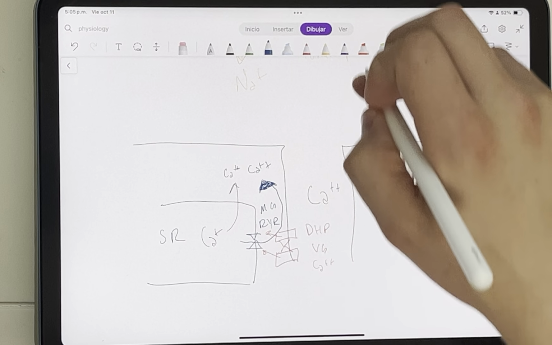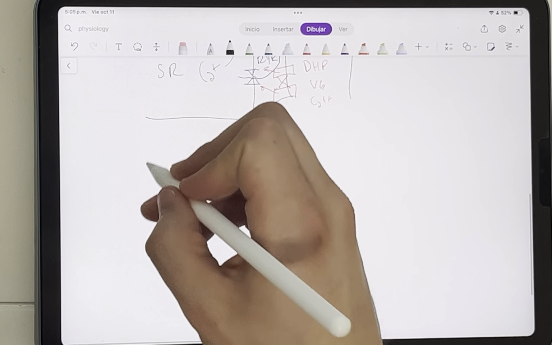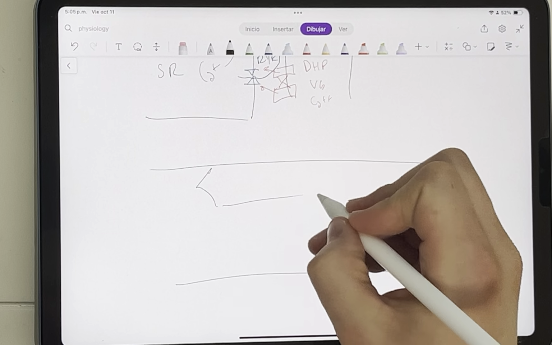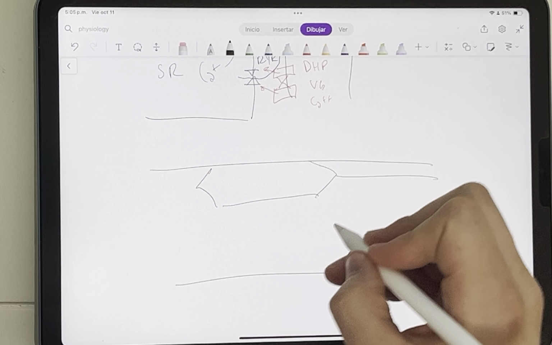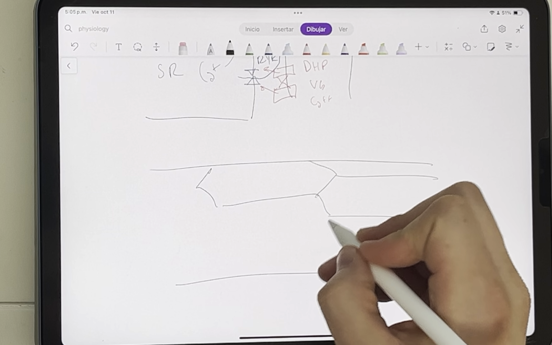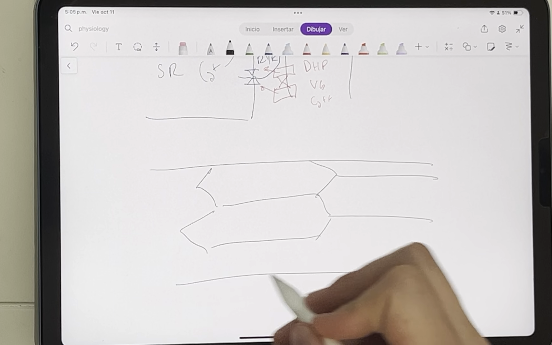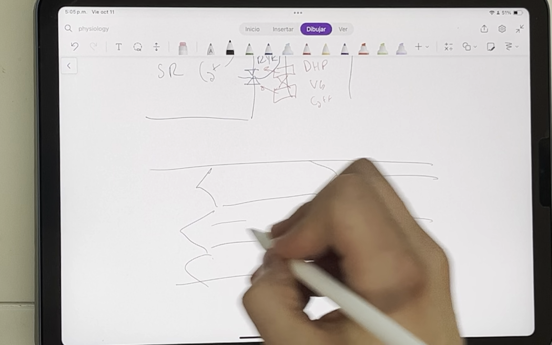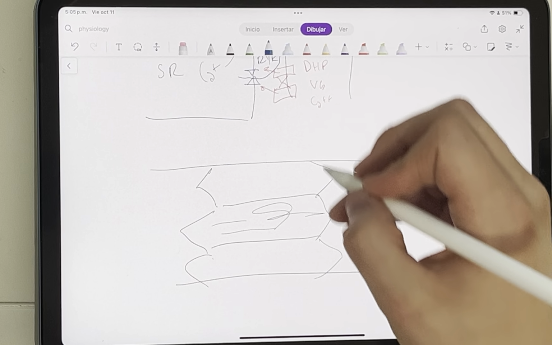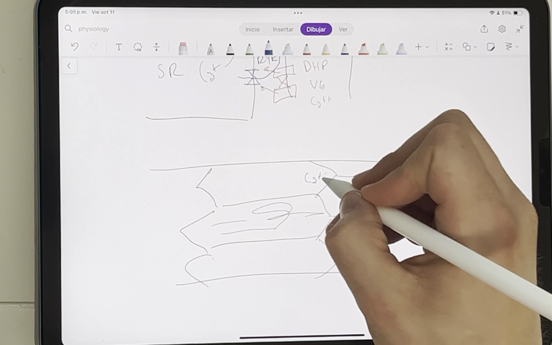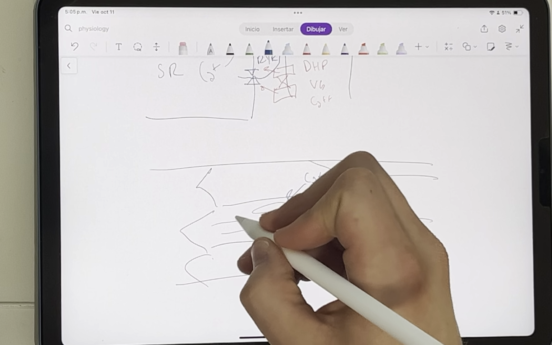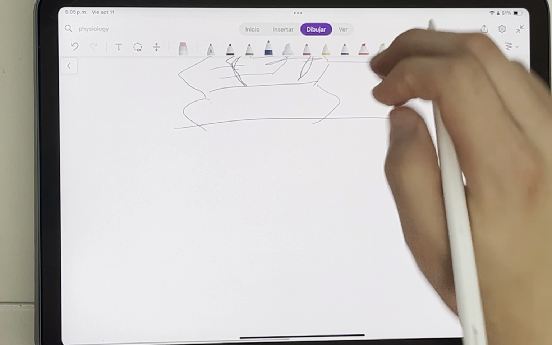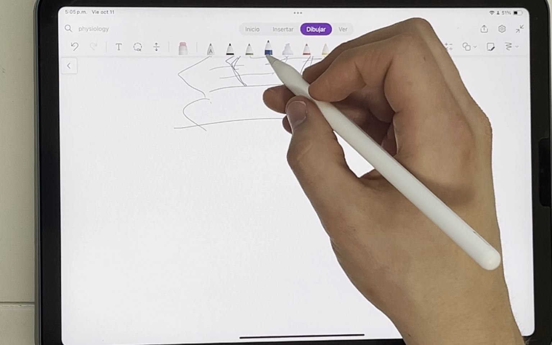So inside a cell, if we have our muscle cell here, we're going to have lots of what are called sarcomeres. Basically, they're like little units inside the cell, and they have all these fibers in them. When calcium comes into this part of the cell, it causes these to contract, and they get smaller, which causes contraction of the muscle.